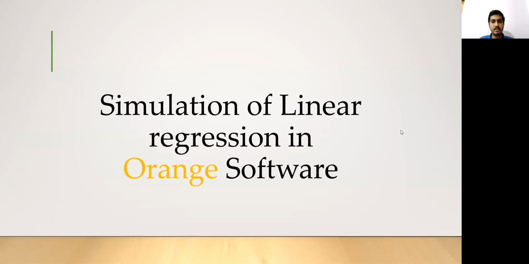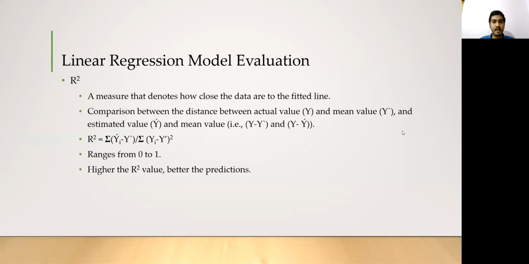Now, since the simulation is completed, let me talk about the ways of evaluating a linear regression model. R square is a measure of accuracy that denotes how close the data are to the fitted line of regression. It is actually a comparison between the distance between the actual value y and the mean value y bar, and the estimated value or the predicted value y dash and the mean value, that is y minus y bar and y minus y dash.